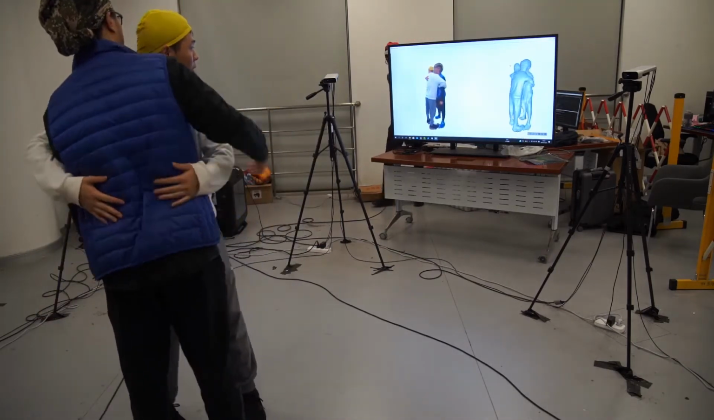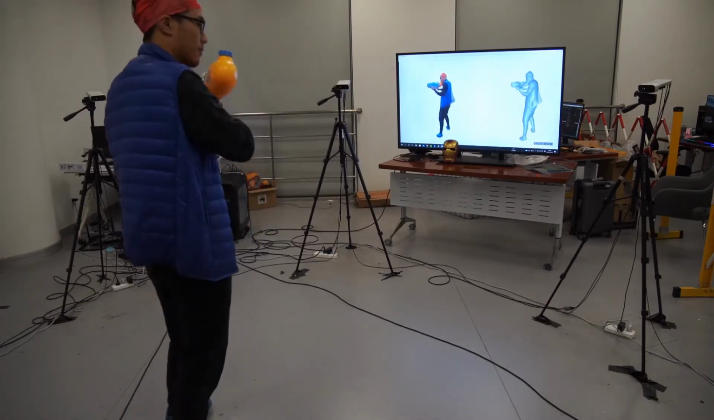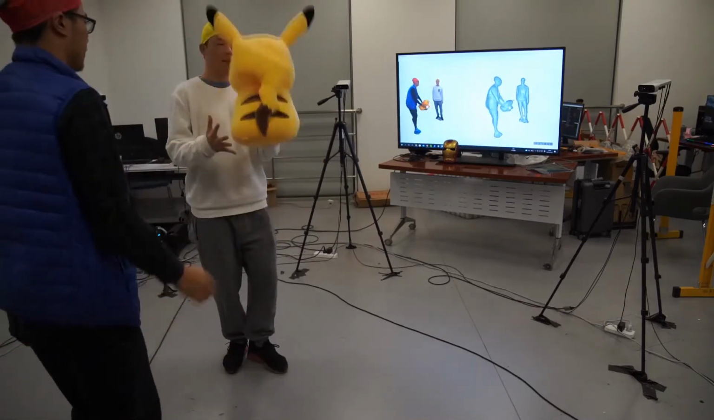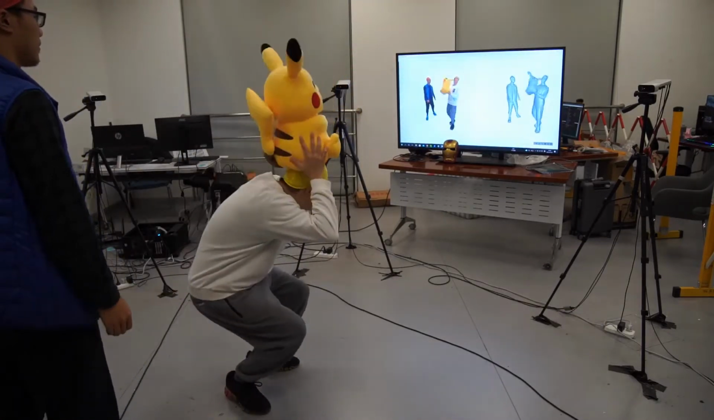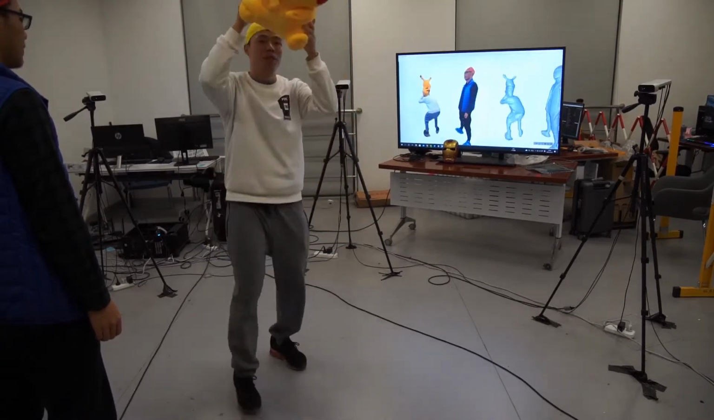In stark contrast with existing systems, our approach handles various complex human-object interaction scenarios and even multi-person interactions. It achieves photorealistic layer-wise geometry and texture rendering in novel views for both the performers and interacted objects.